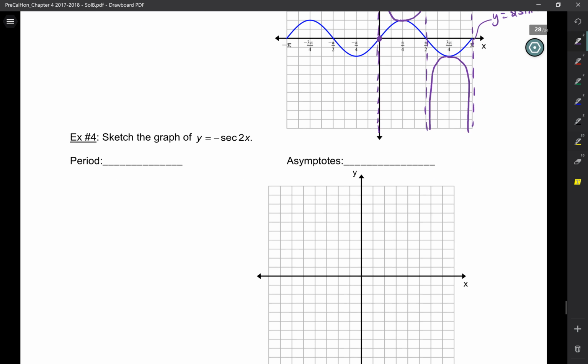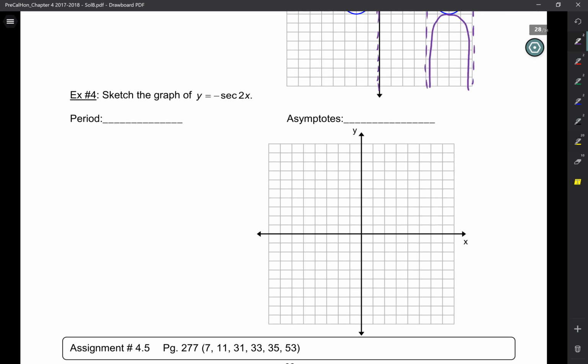The cosecant graph touches, correct? It has to touch at the maximum and the minimum. All right? It's got to touch. Okay. Now, let's do this next one.